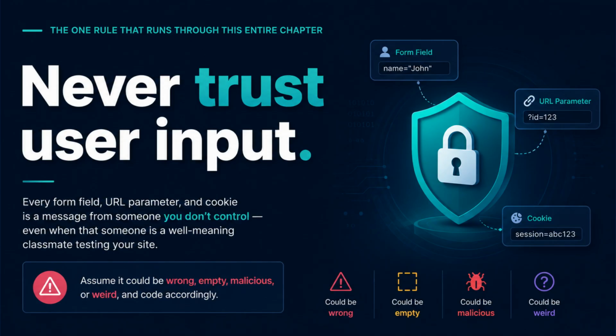Preview the structure of the rest of the chapter here if it helps. Everything that follows is this one principle applied to 3 different attack surfaces: what gets displayed back to the browser, what gets sent to the database, and what gets accepted as valid in the first place.